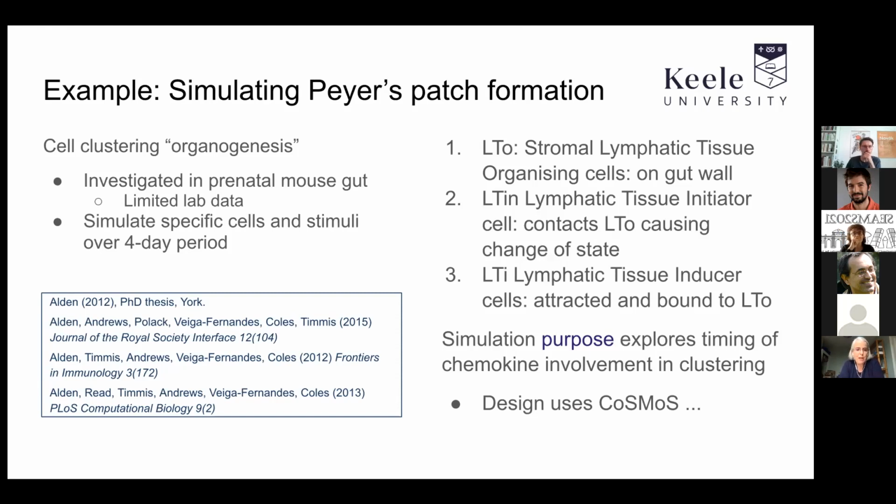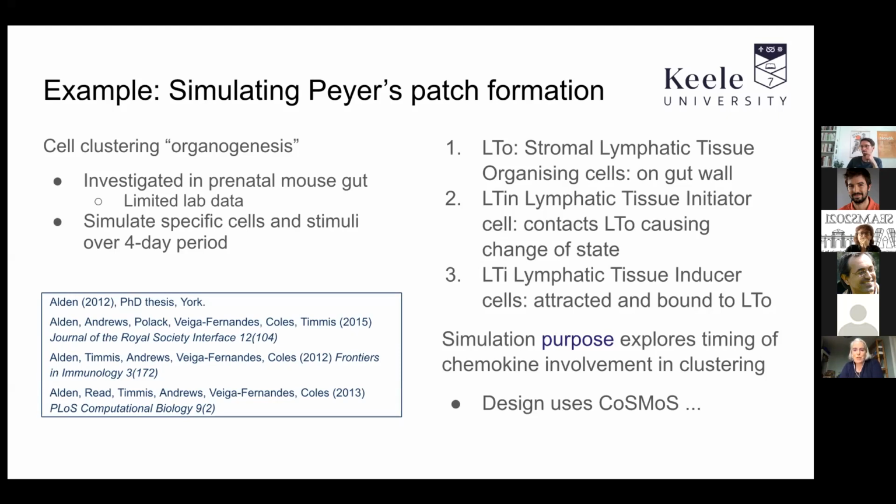I'll comment a little bit on data later on. The simulation was created by Kieran Alden, who's the first of the references in the little box here, as part of his PhD thesis. The simulation basically covers the development of Peyer's patches, which are these immune organs within the mouse gut, over a 4-day period, around about 15 days before the birth of the mouse. So the simulation is simple in many ways, but it gives some really, really complex behavior.